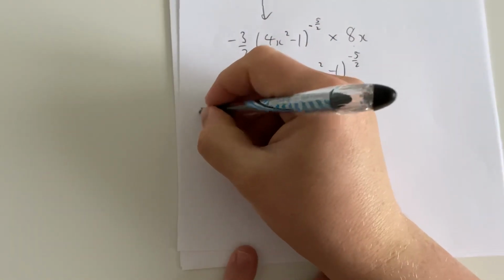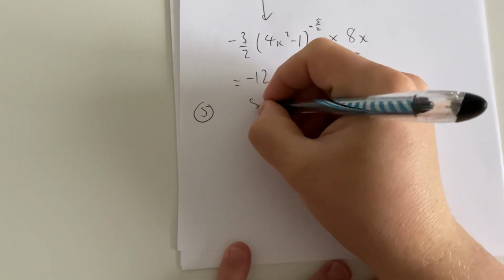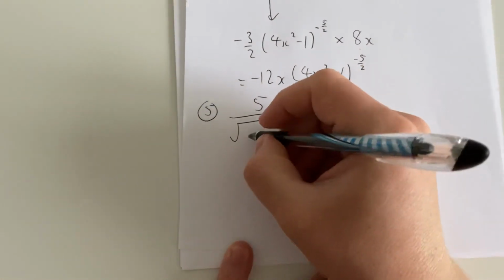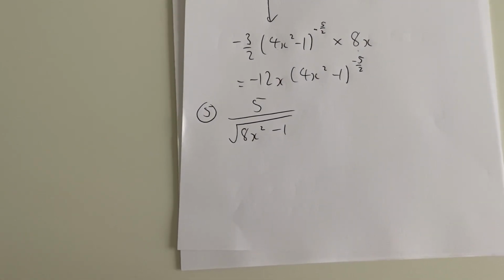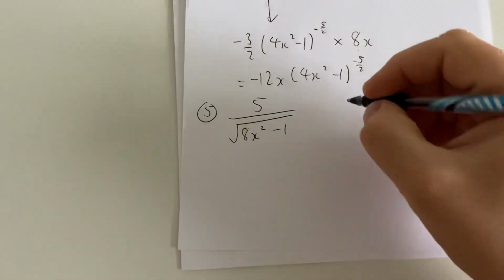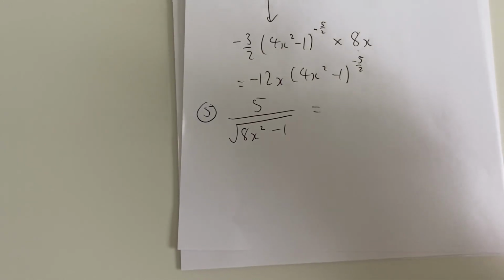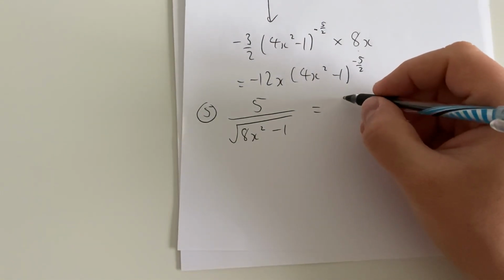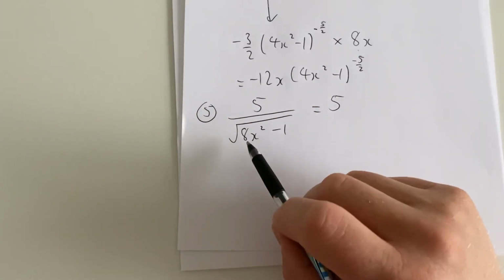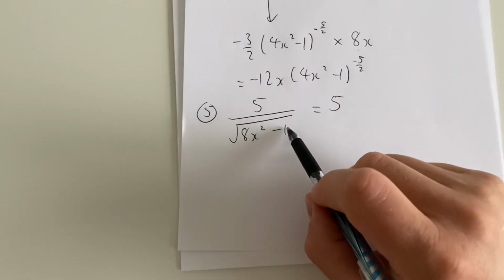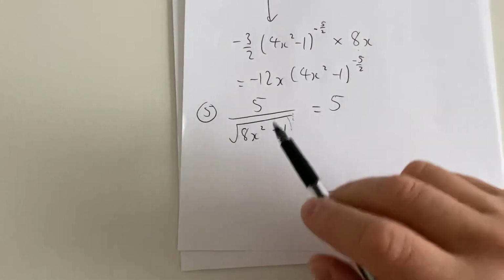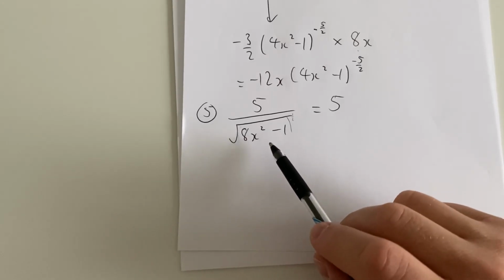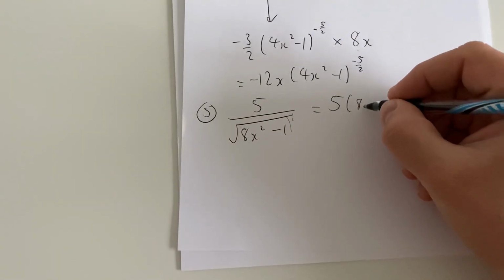Right. So this next question is almost the same. It just looks slightly different. So if you have 5 over root of x squared, 8x squared minus 1, first thing you need to really do is you need to turn that into a more manageable form. So you should remember that that is 5. Then if you have a square root, it would be to the power of a half. So it's this bottom bit to the power of a half. But then if it's on the denominator of this fraction, it will be negative a half.